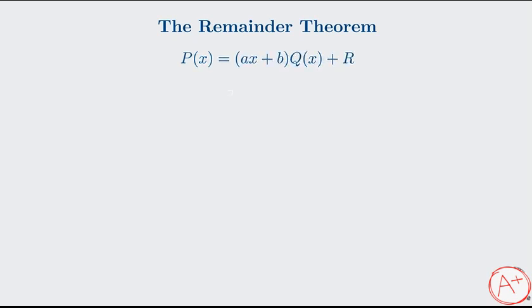The remainder theorem states that when a polynomial p of x is divided by a linear divisor of the form ax plus b, the remainder r is given by evaluating the polynomial at x equals negative b over a. The remainder theorem is a powerful shortcut. Usually, to find a remainder, you would perform polynomial long division.